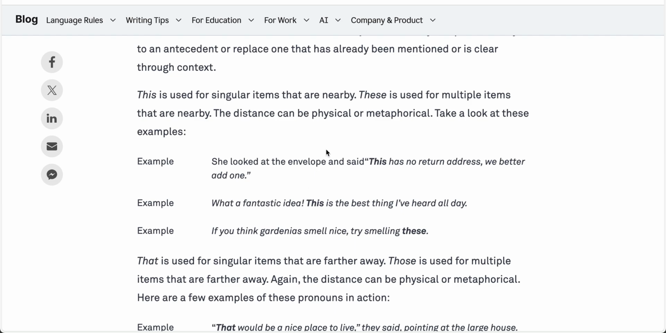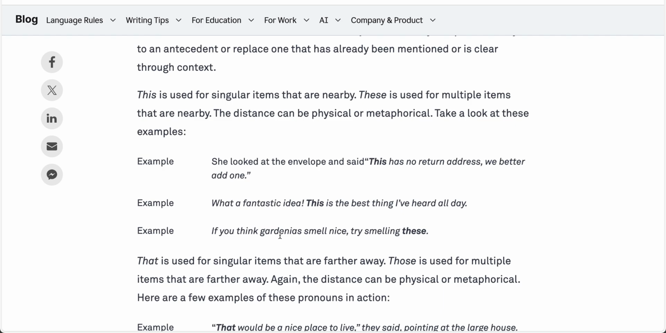And it can be that are nearby, since I use this and these. Example for these: if you think gardenias smell nice, try smelling these. Now these would be something else in addition to the gardenias, or it could be, well, you think gardenias smell nice, well, try smelling these gardenias. That's probably the way the sentence goes.